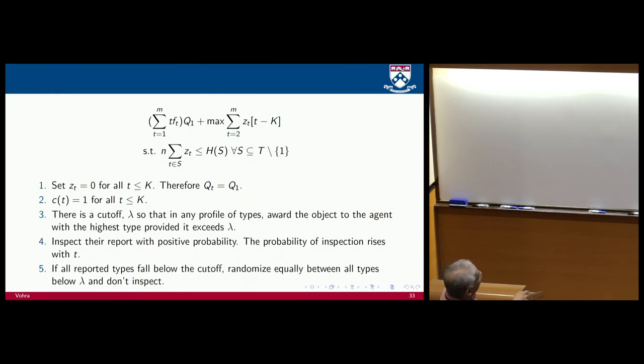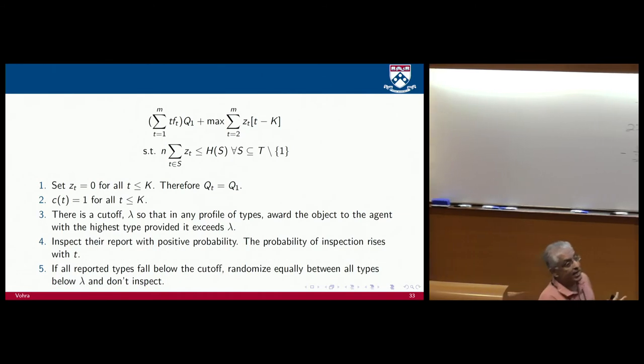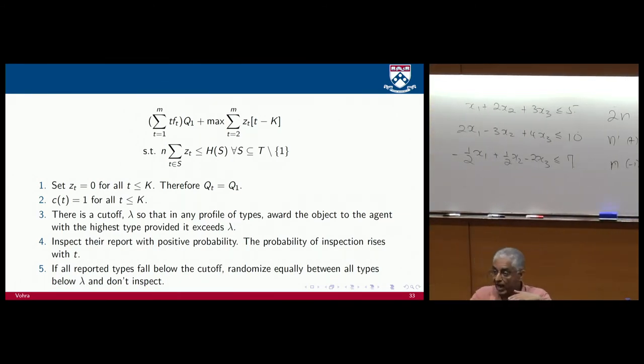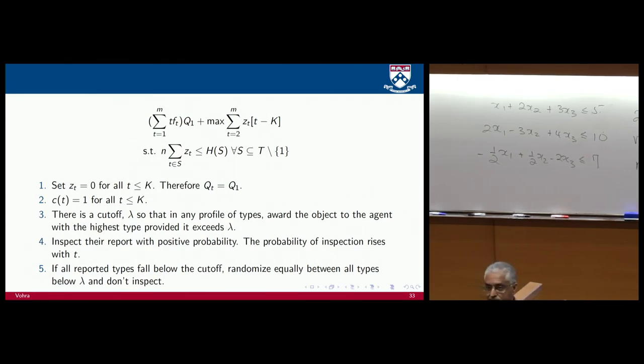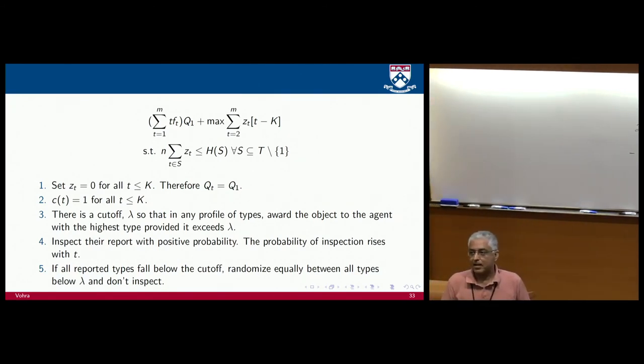And then if you back out, it works out that if you allocate the good, you're going to inspect somebody with probability 1. So in other words, what this mechanism tells me without doing any more algebra is there's a threshold below, if all types are below that threshold, I allocate randomly. If there are types above that threshold, I go to the highest type, I give it to them, but then I inspect. That's the mechanism. Okay? Any questions?